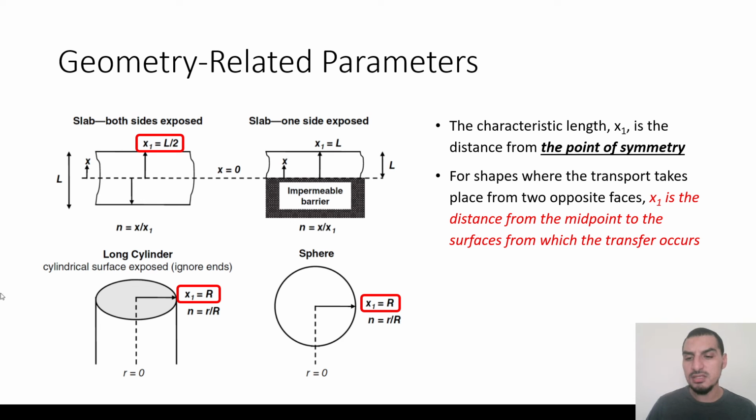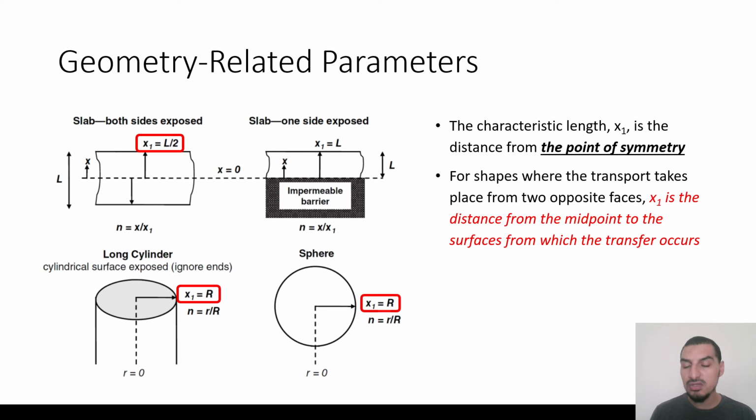So here in this case, the X1 is R, and N is r over R, where lowercase r is any radius from 0 to the uppercase R, and the same for here. So for these three cases, or for all the charts that we have, the value of N is going to be somewhere between 0 and 1.